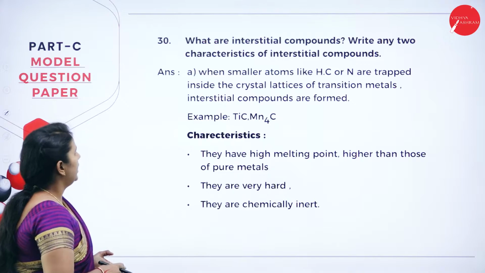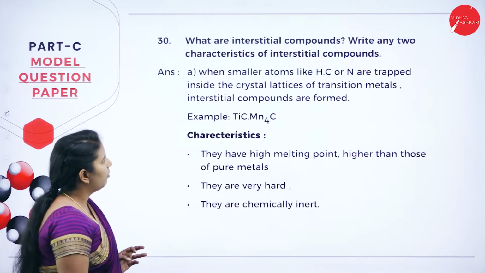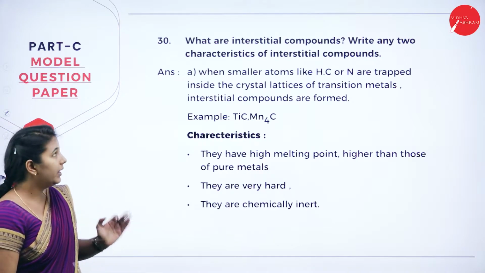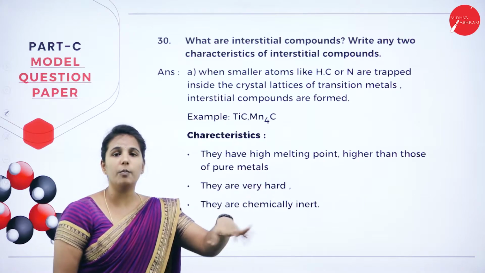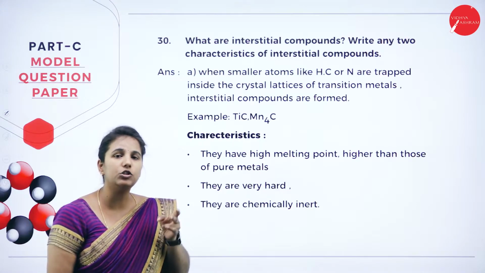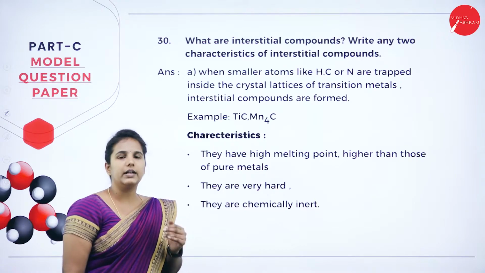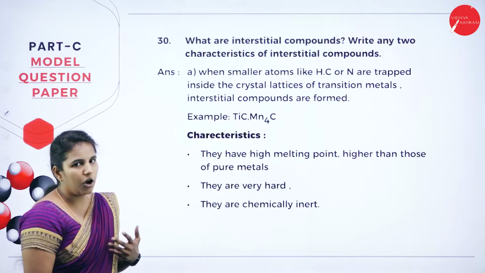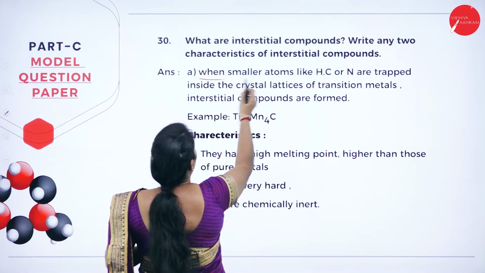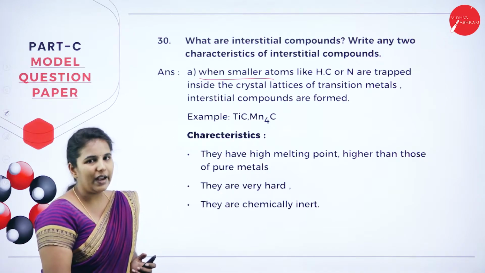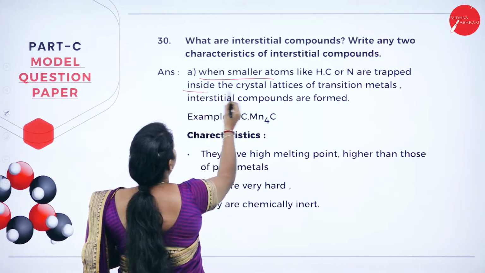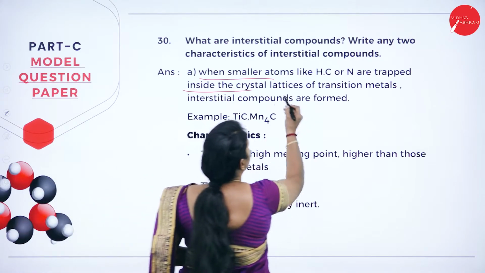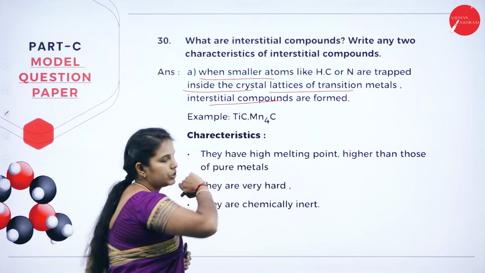Coming into the next question, what are interstitial compounds? Write any 2 characteristics of interstitial compounds. Here, for defining the interstitial compound, you will get 1 mark, and writing the 2 important characteristics, you will get another 2 marks. Okay. So, how to define the interstitial compound? We know that when smaller atoms like carbon, hydrogen or nitrogen are trapped inside the crystal lattice, this is known as interstitial compounds.